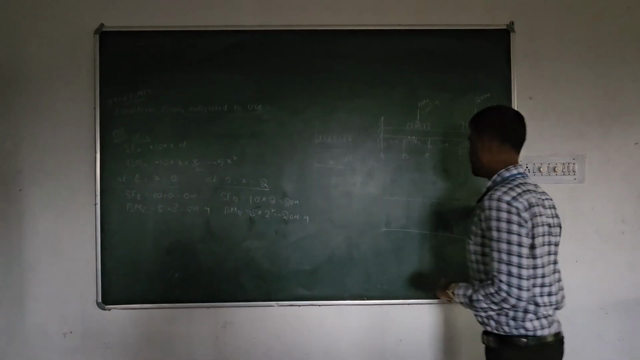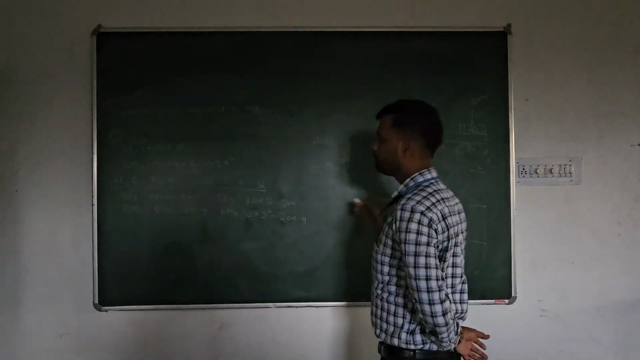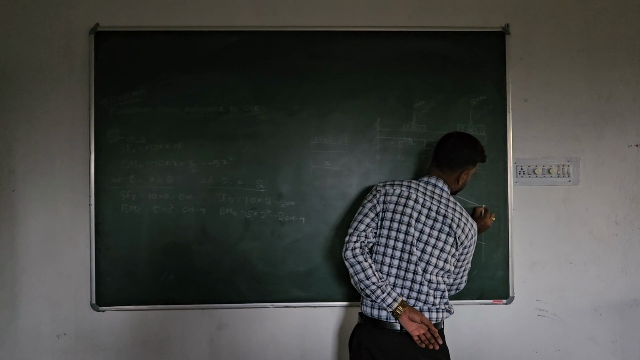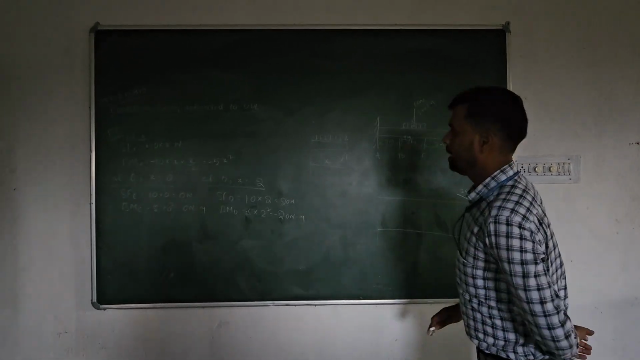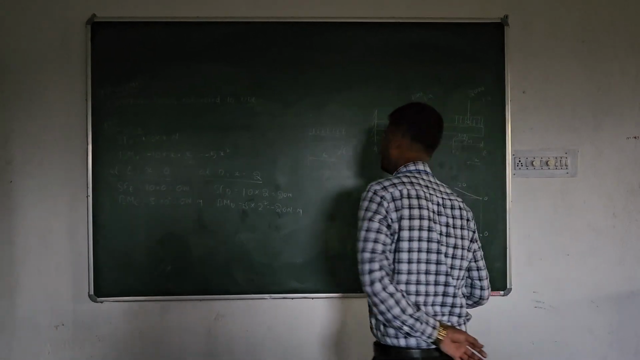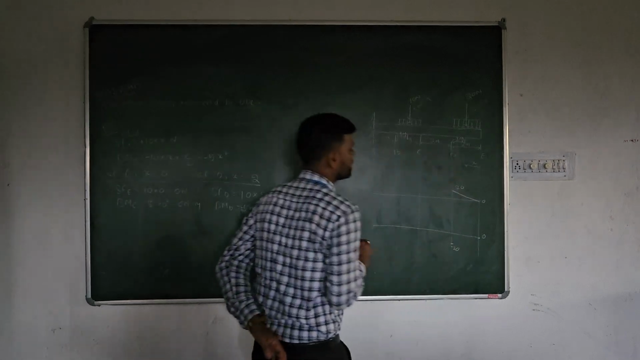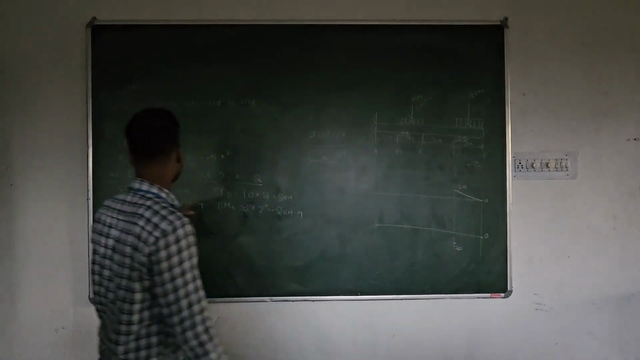If we draw here, at point E the shear force is 0, and at point D the shear force is 20. So the line will be drawn like this. This is 0, this is 20. And the bending moment at E is 0 and the bending moment at D is minus 20. This is minus 20.